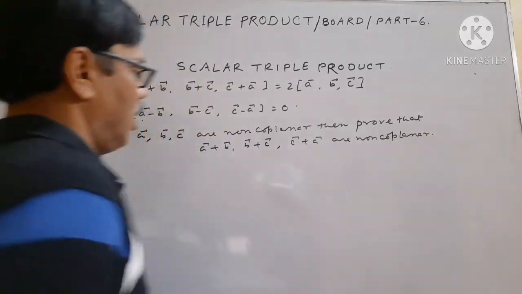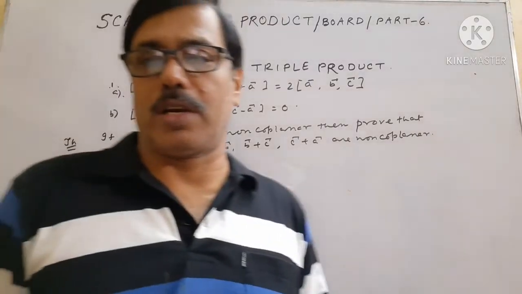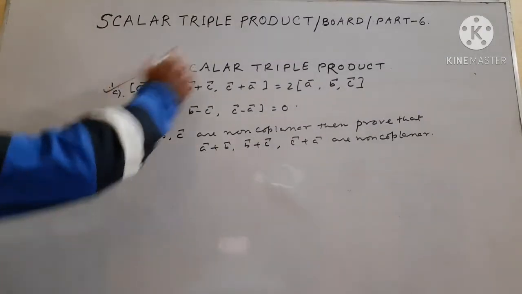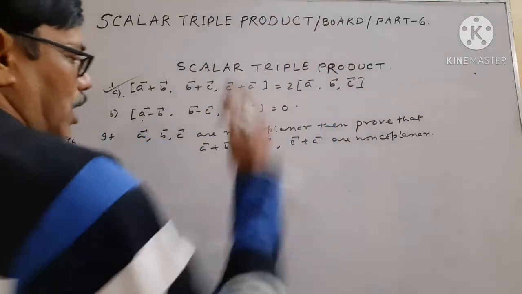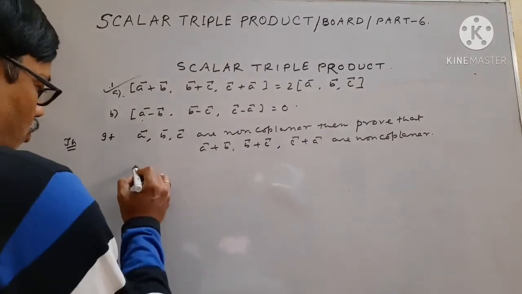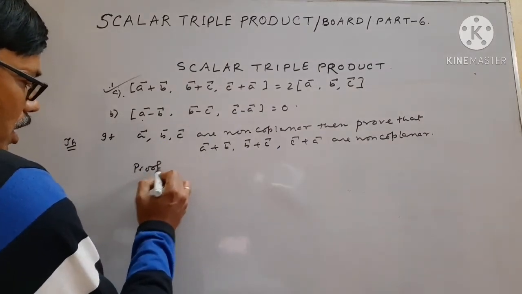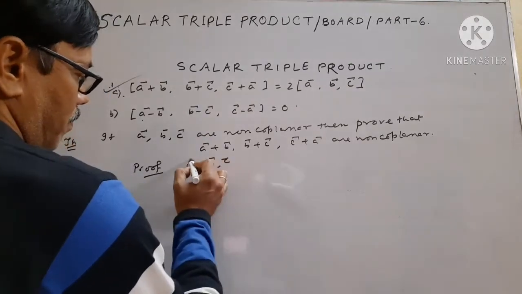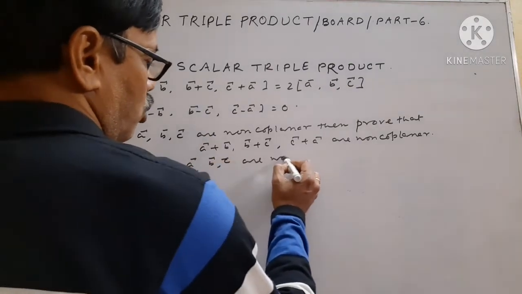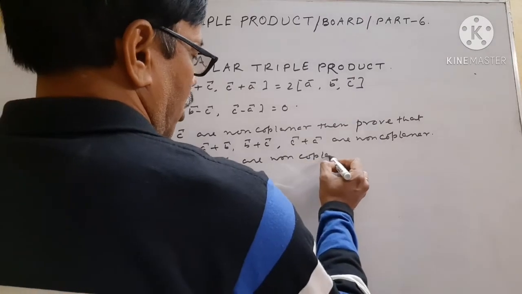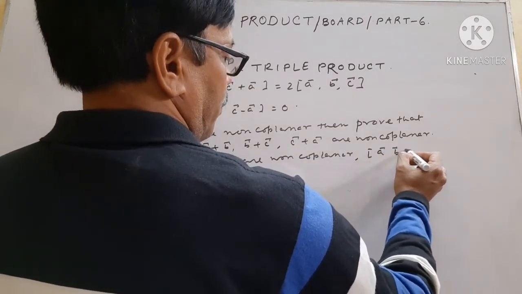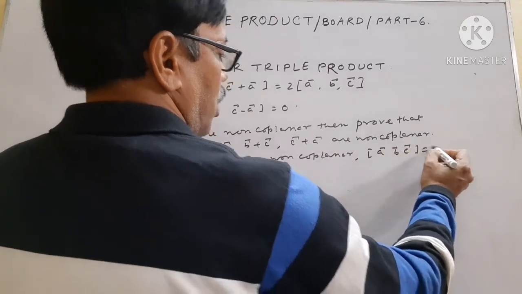Non-coplanar. A, B, C are non-coplanar. So they are equivalent results. So proof: you look, A, B, C are non-coplanar. Coplanar. Therefore, box ABC, the scalar triple product, is 0.